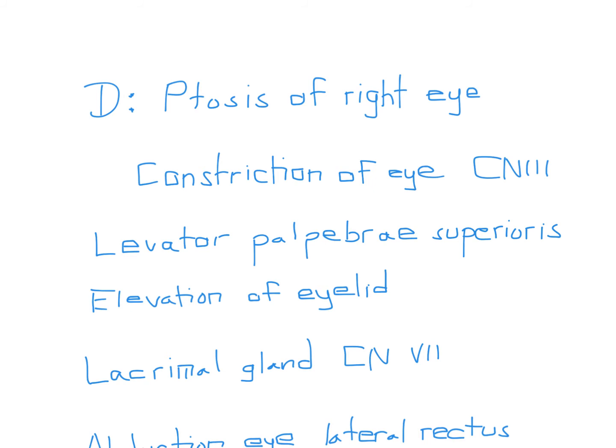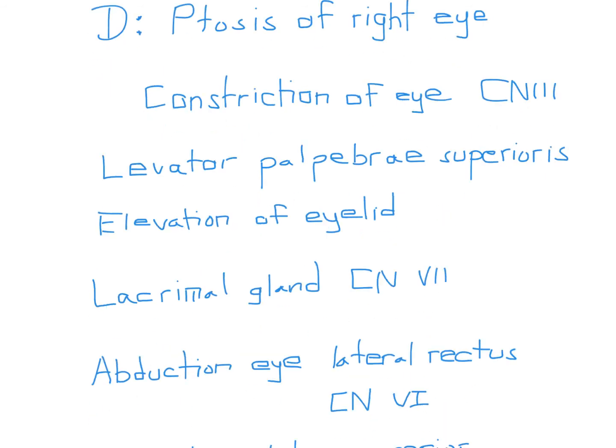Now, this question specifically is asking you essentially what the other function of cranial nerve 3 is. So we know that it causes constriction, but the other thing is control of the levator palpebrae superioris. So this is responsible for elevation of the eyelid. So if you have impairment of cranial nerve 3, then elevation of the eyelid is going to also be impaired. And so now you're going to have ptosis, which just means droopy eyelid.